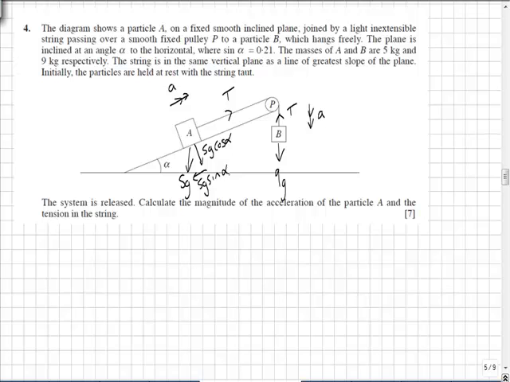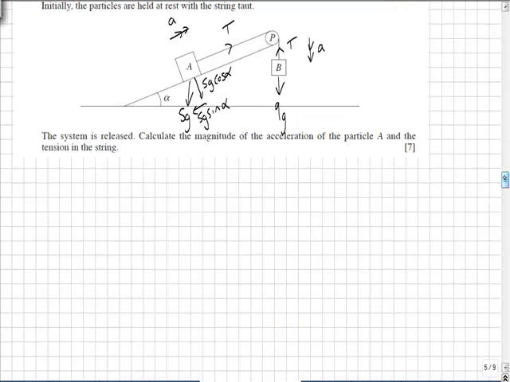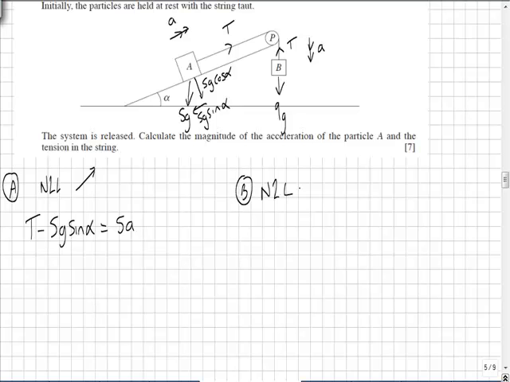We're now in a position to look at each particle as a separate entity and apply Newton's second law. So in the first instance, I'm going to apply Newton's second law to A, parallel to the slope, taking upwards as being positive. So we have T minus 5g sine alpha is equal to the mass times the acceleration. And then I'm going to apply Newton's second law to B, taking downwards as being positive, and we have 9g minus T is equal to 9a.